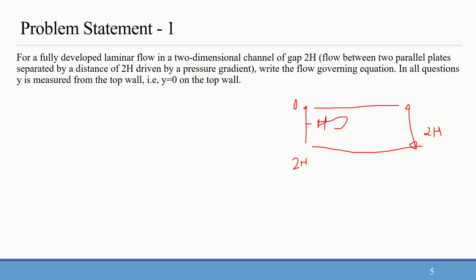So what is given in the question? In the question it is given that it is a fully developed laminar flow. So the flow is a laminar flow in a two-dimensional channel. It is not a three-dimensional problem.